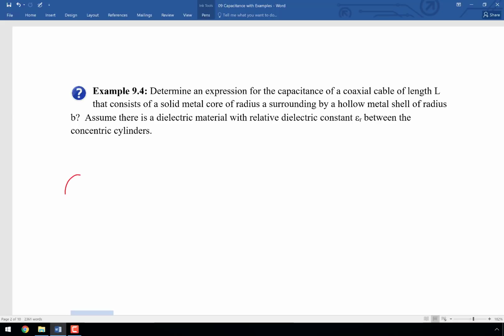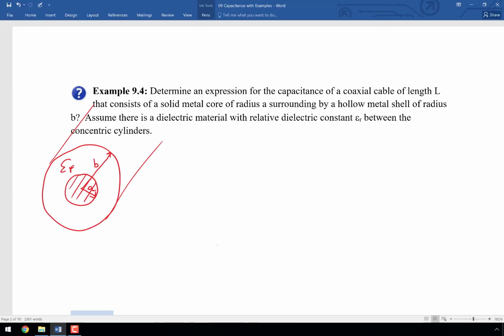So here's the picture. We have a solid metal core, and the radius of that one is A, and then we have a hollow concentric cylinder that has a radius of B. And the question is, what is the expression for the capacitance of this cable? By the way, it's not just a circle, it's a cylinder. Assume that there's a dielectric material with a relative dielectric constant epsilon r between the two cylinders. And so epsilon r exists in between them.